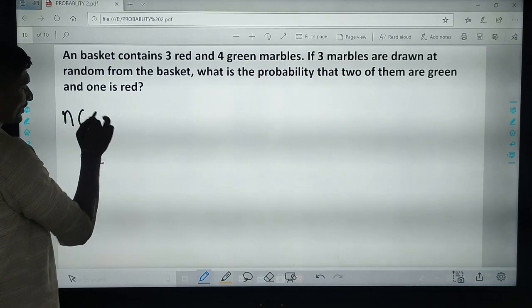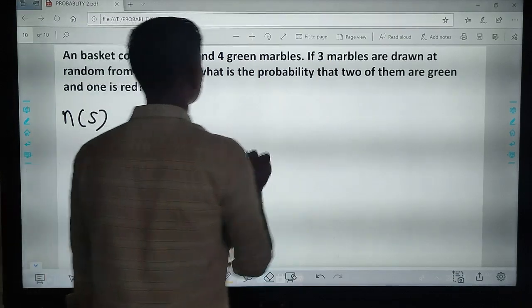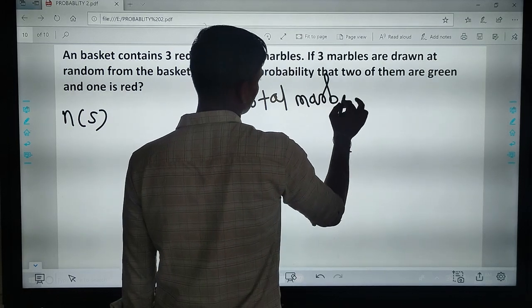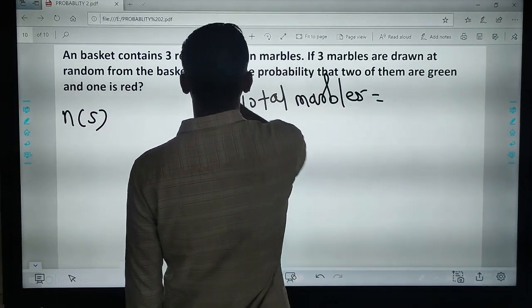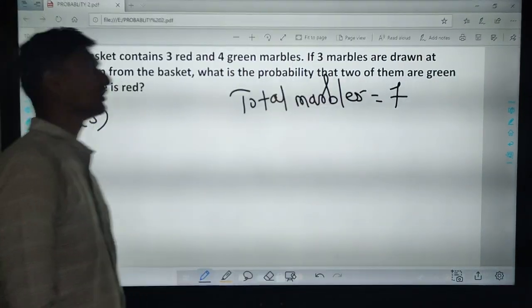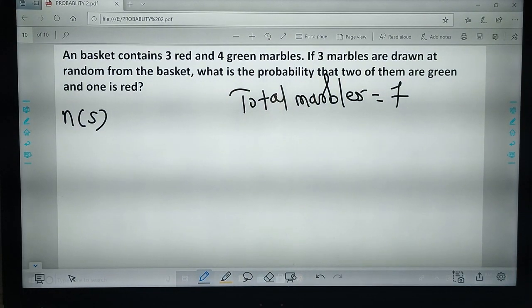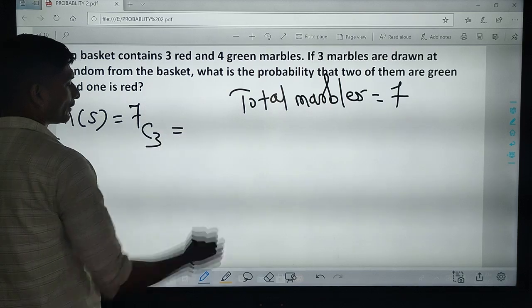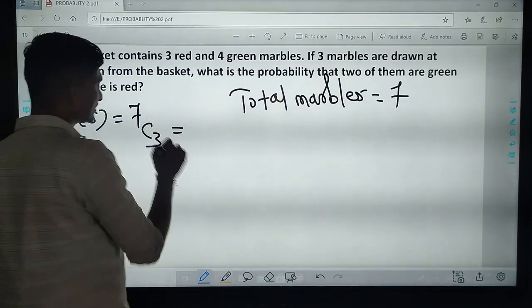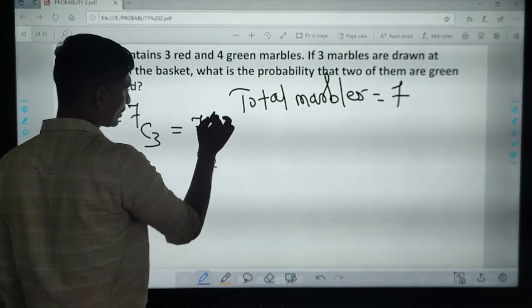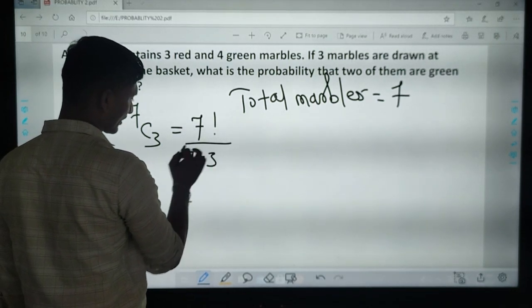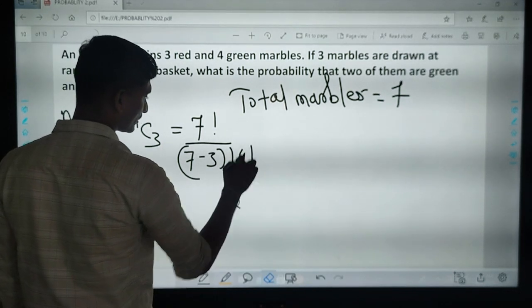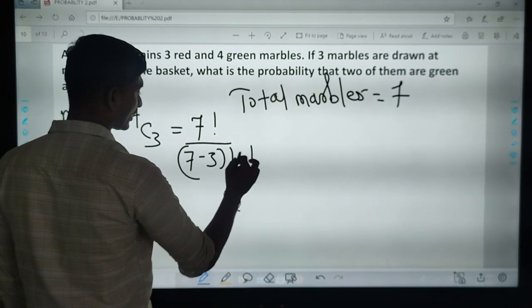First you will find N of S. Then total marbles are 3 plus 4 is 7. Now here from 7 we draw 3 marbles, by 7C3. We find the value of 7C3. Then 7C3 is equal to 7 factorial divided by 7 minus 3 factorial into 3 factorial.